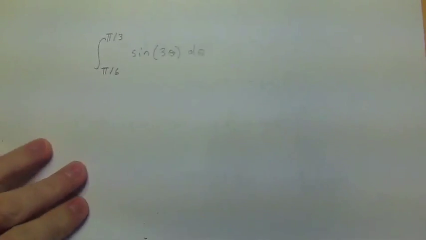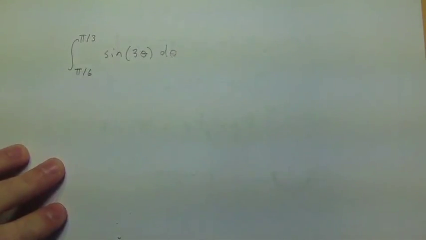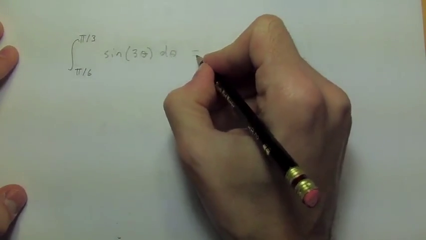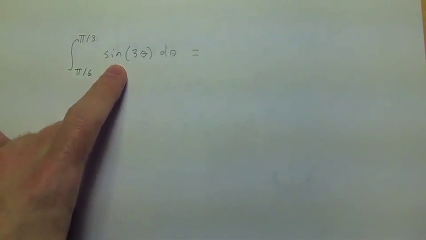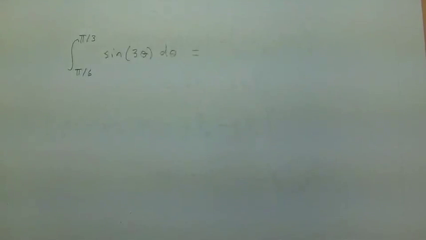Okay, ramping up the difficulty a little bit. Here we go. The definite integral from pi over 6 to pi over 3 of sine of 3 theta d theta. Okay, so trig is once again rearing its not so ugly head. But basically we're just going to approach this like we would anything. I just need an antiderivative of sine of 3 theta. So what's the antiderivative of sine of 3 theta?